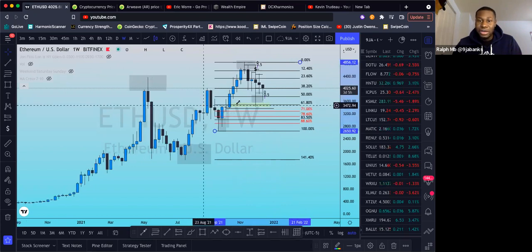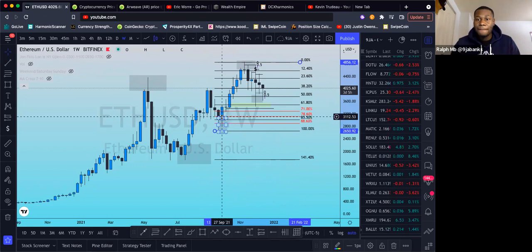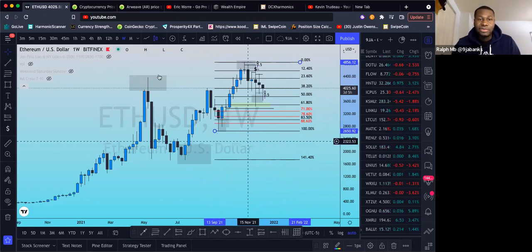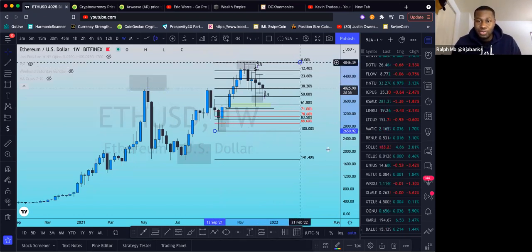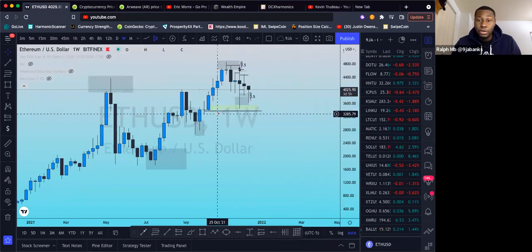So right here on Ethereum, this area is a really good point. 3750 is a good point to be accumulating this asset. If it does go lower to the premium where we're seeing the 78.6 and the 886, we're looking around that 2,800 to $3,000 price range. Go ahead and accumulate. Don't even shy away from it. It's your time to win. So that's pretty much the areas I'm looking for on Ethereum.